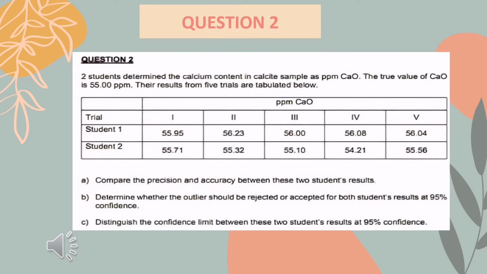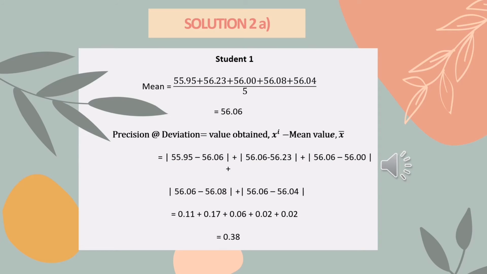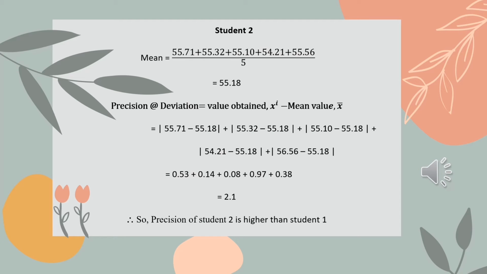So this is the second question. Question 2A asks us to find precision and accuracy for both students and compare. To find precision, we have to find the mean first. Mean for student 1 is 56.06, and we use the formula volume obtained minus mean value for precision. Precision for student 1 is 0.38. The mean for student 2 is 55.18, and the precision for student 2 is 2.1. So, precision of student 1 is higher than student 2.